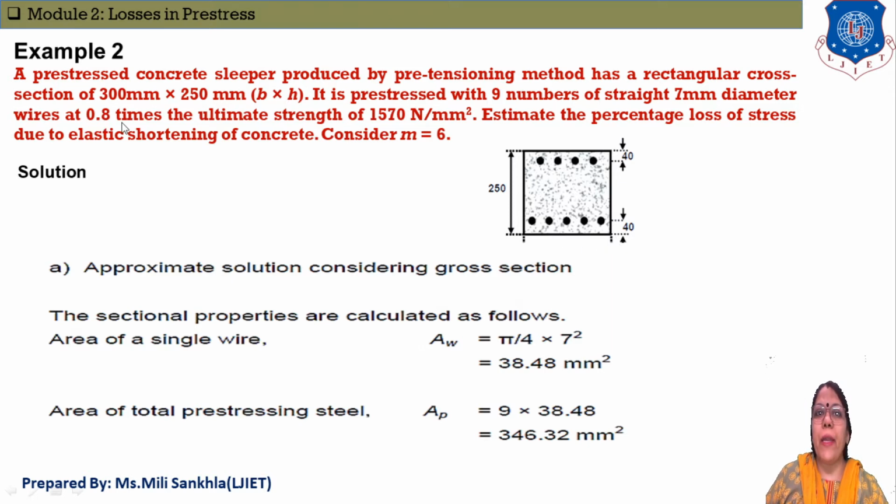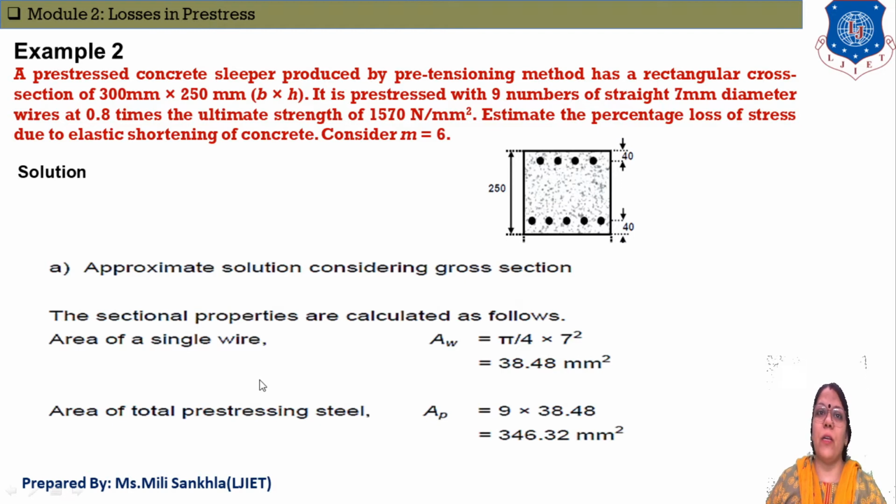4 bars are provided in the top and 5 bars in the bottom zone, at 0.8 times the ultimate strength of 1570 Newton per mm square. Estimate the percentage loss of stress due to elastic shortening of concrete, where m, the modular ratio, is equal to 6. Two methods are given. The first method is the approximate solution of this overall cross section, and the second one is the accurate. Now, what is the result of the accurate and approximate methods that we conclude last?